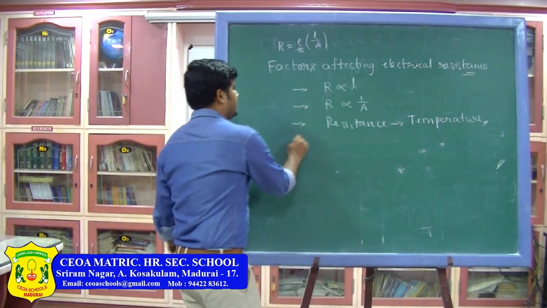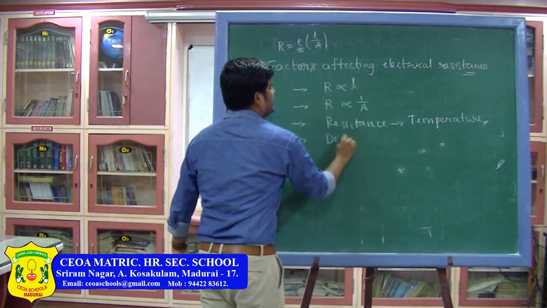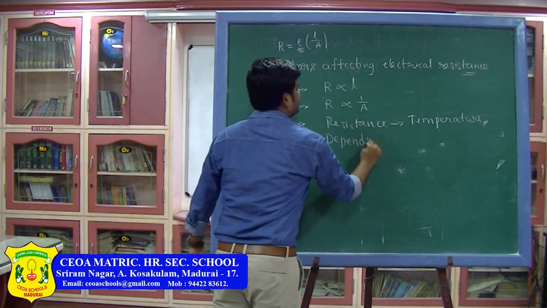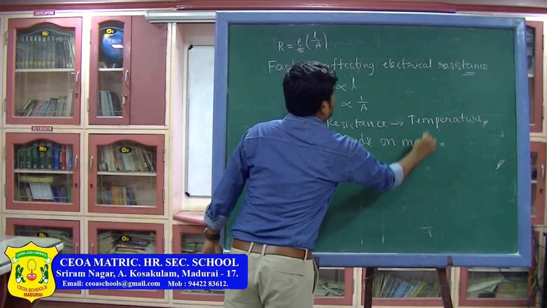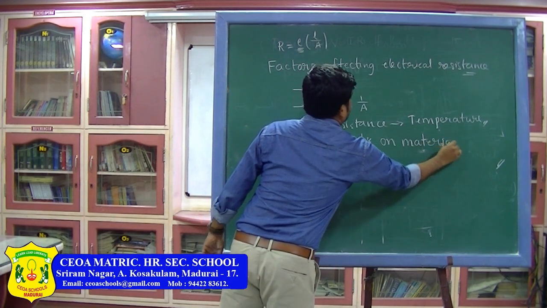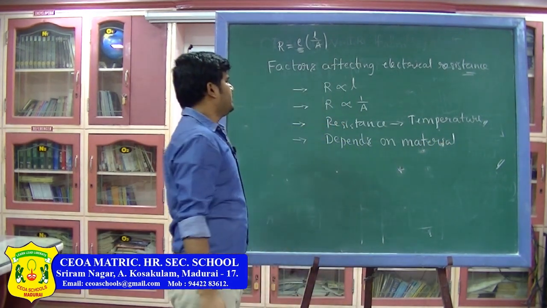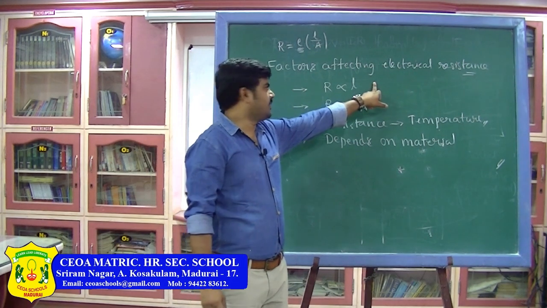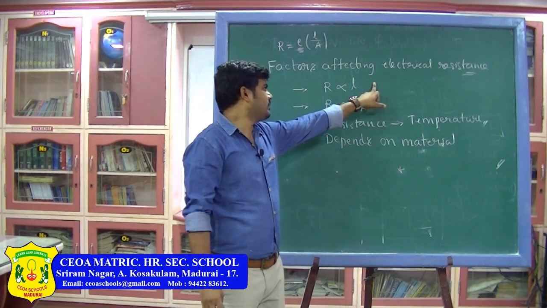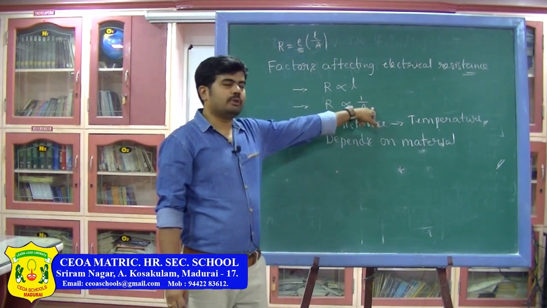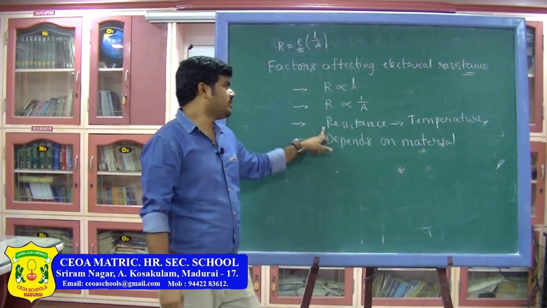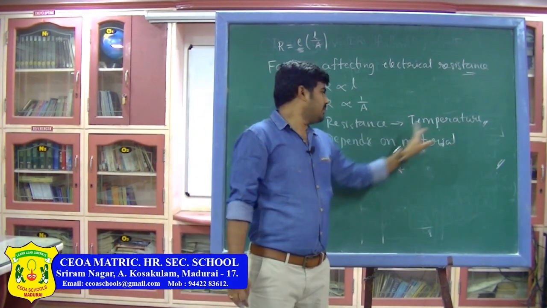And it also depends on the material. So, it depends on 4 factors: the length, where resistance is directly proportional to the length of the material, and inversely proportional to the area of cross section, and resistance depends on temperature and material.